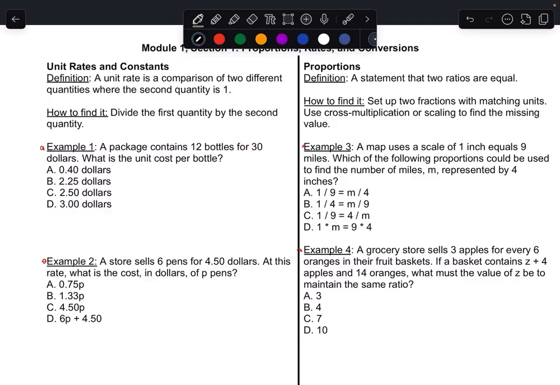Some people may do a conversion chart. Stuff like number 1 is a little bit easier, where you may not need a conversion chart. It's just good to organize your information. For example, 12 bottles is $30. How much is one bottle? So there's a couple different ways to approach these. Conversion charts are really just fractions and proportions. You can do a bunch of different things.